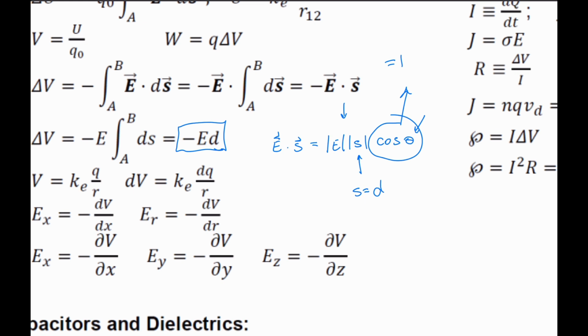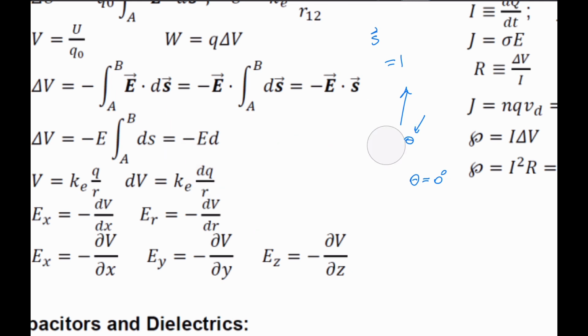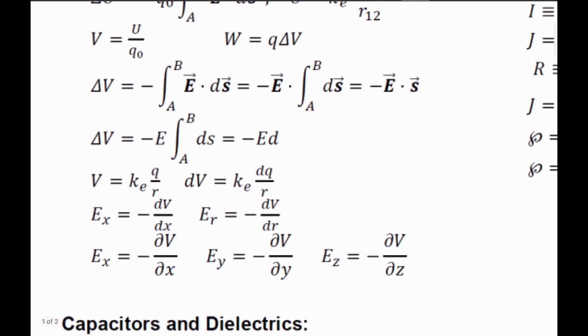So that means theta here is equal to 0. And theta is the angle between these two vectors. So let's say this is the s vector and this is the E vector. Theta is here. In this scenario, the displacement, which is this, and the electric field vector, which is this, are pointing in the same direction. So what this equation is telling you is the potential difference between two charged plates, or the potential difference in a uniform electric field.